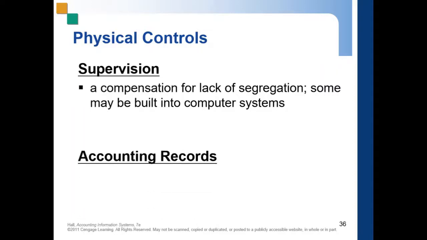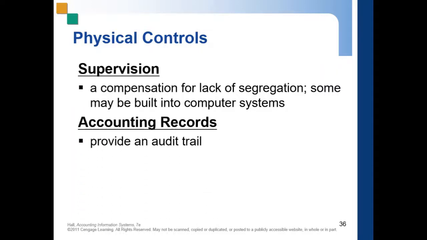Now, accounting records. Let's go back. The accounting records of an organization provide an audit trail, which we already discussed in our previous chapter, Chapter 2. So you know the audit trail, right? From the source document up to your financial statements, or from the financial statements back to your source document. Everything should be recorded, so there is an audit trail, either a paper trail or a system trail.